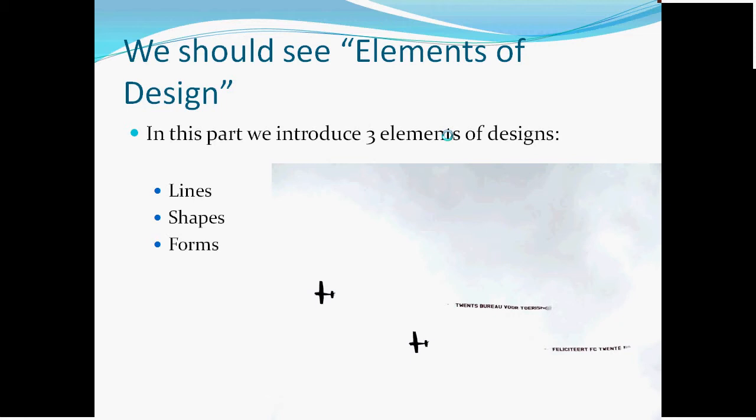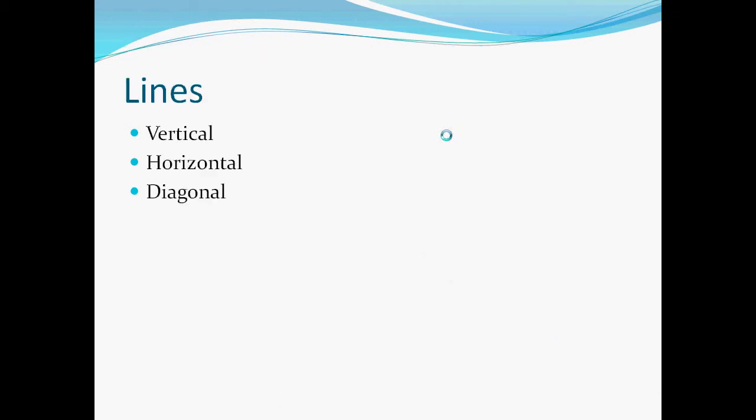Lines, shapes, forms. Lines make shapes, and shapes in a 3D environment make forms. The number of elements of design is more than 3, but we are going to investigate these 3 first in this episode. We will talk about the other elements of design later in the next episodes.